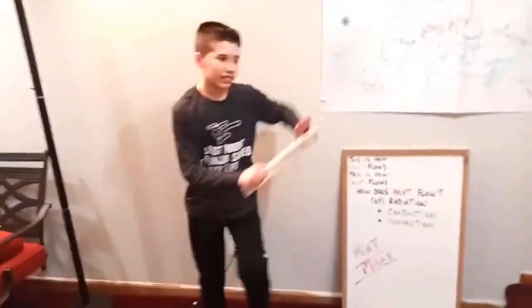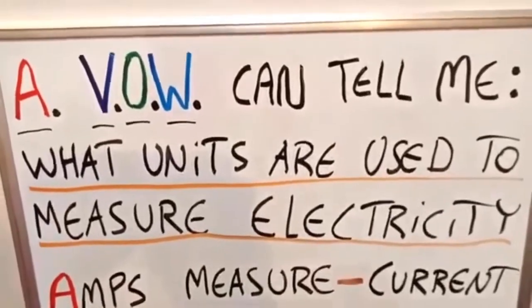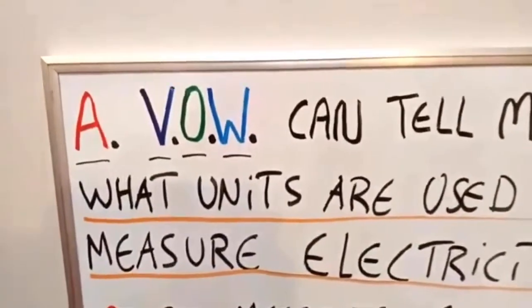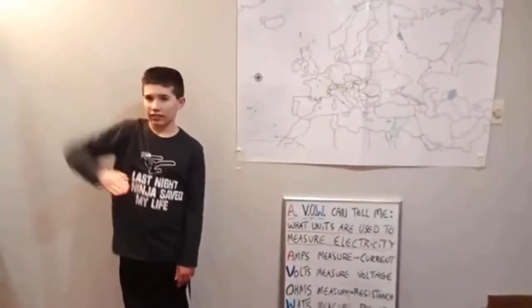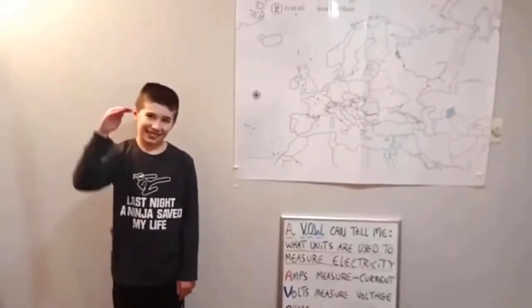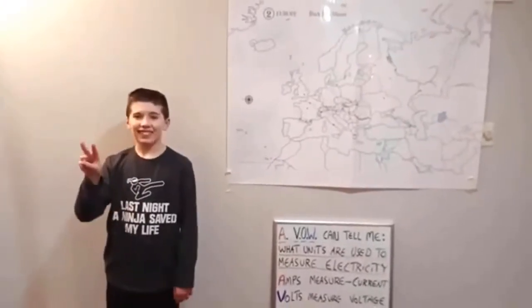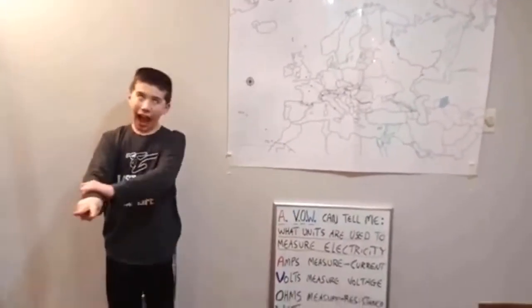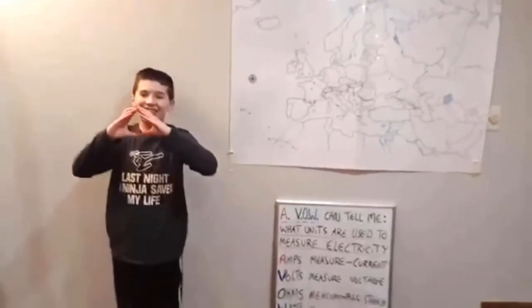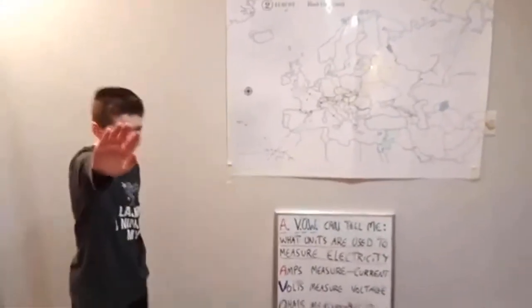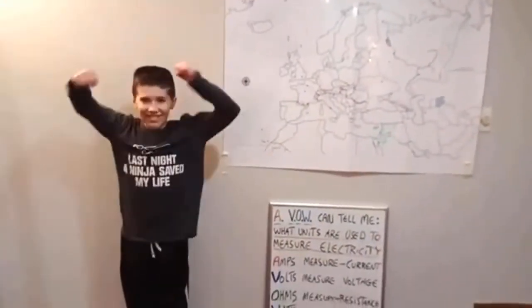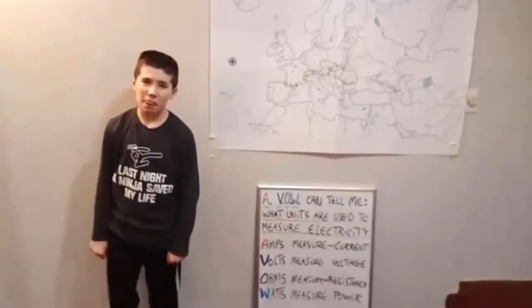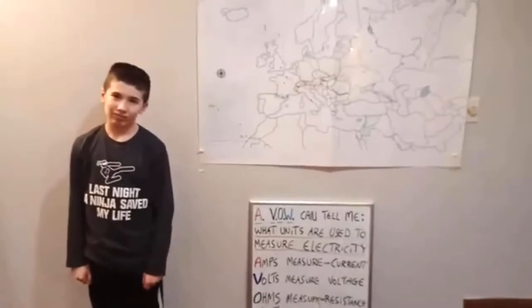Units are used to measure electricity. And we're going to have a vowel, the mnemonic vowel, to help us in our song. So we'll make an A for amps, which measures current. Then we'll do a V for volts, which measures voltage. We'll put our plug in the wall and get electric. Ohms, we'll make an O, and ohms measures resistance. So we'll resist. And finally, watts measures power. We're going to show off our guns. And we're going to use the song from Queen, Somebody to Love.